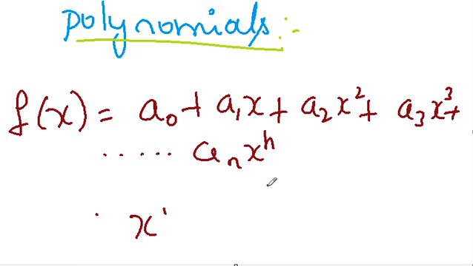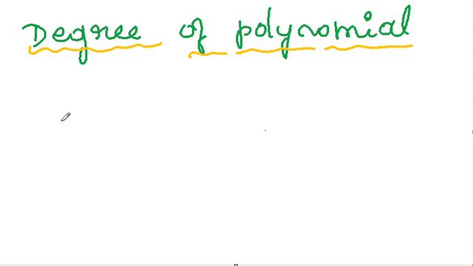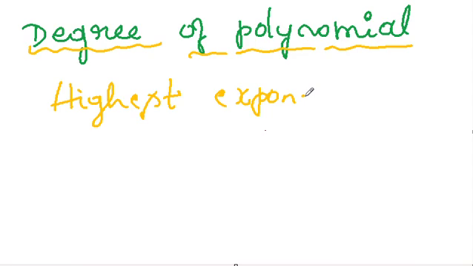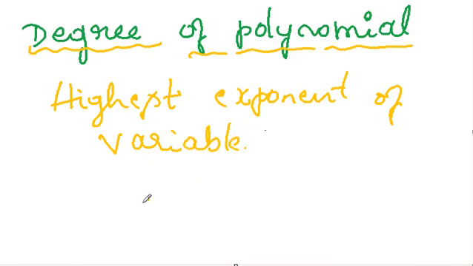So next let us know the degree of the polynomial. What do you mean by the degree of the polynomial? The degree of the polynomial is the highest exponent of the variable in the polynomial. You already know the polynomial definition, that it should contain only one variable. In that, the highest exponent of the variable is called the degree of the polynomial.